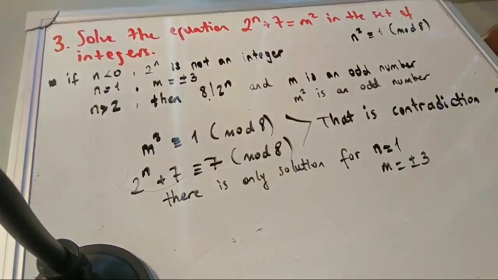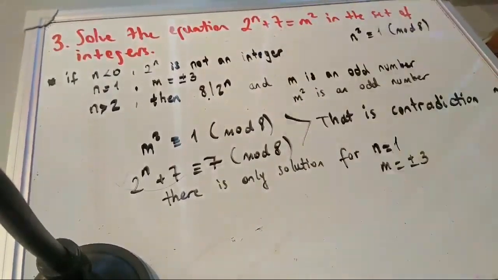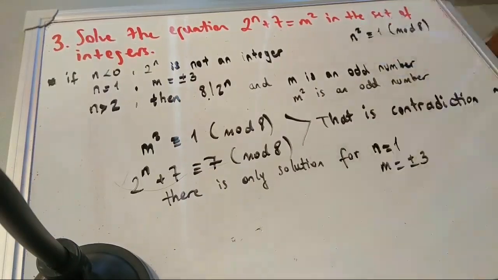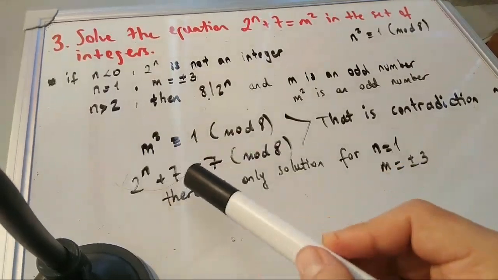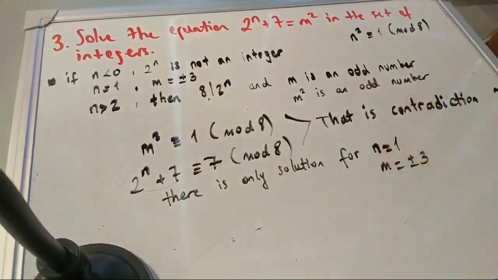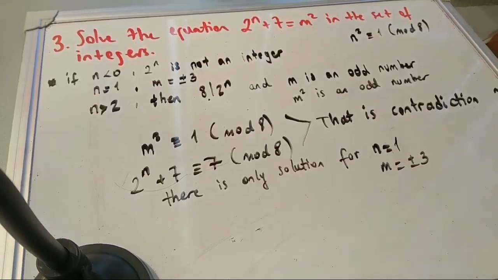There's a contradiction, because m is an odd number, so m squared is also an odd number. In the division property, we know that the perfect square of any odd number divided by 8 will give us a remainder of 1. But for 2 to the power of n plus 7, the remainder is 7, while for m squared the remainder is 1. So it doesn't work. We say that's a contradiction. So there's only one solution: n is 1 and m is plus or minus 3. Okay?